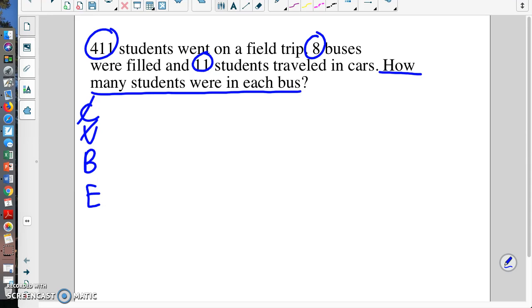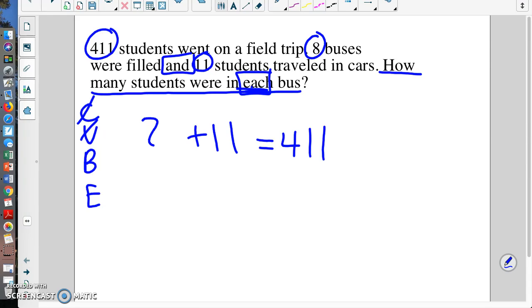B means box the math action words. So we know that each bus is telling us that the students are b times however many buses there are. And we know the total is 411. Also, in this case, it's 8 buses and 11 students. So we know there's 11 students and there's 8 buses, and we're trying to figure out how many students are in each bus. So now we're going to draw our balance line and do our two-step equation.